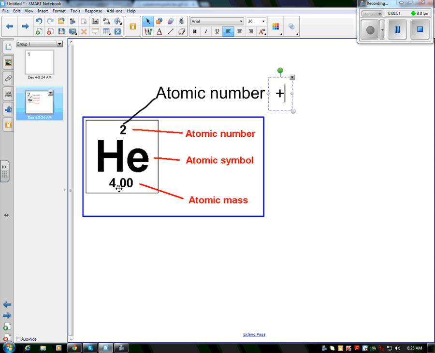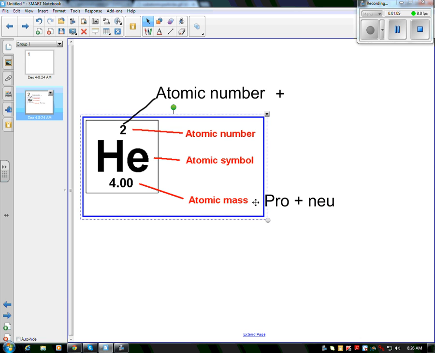The atomic mass is the bottom number. The atomic mass is protons plus neutrons. That's it. To get the atomic mass, it's the same thing. The atomic number is the positives, the protons.